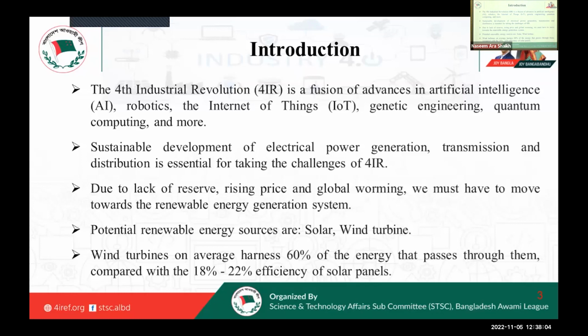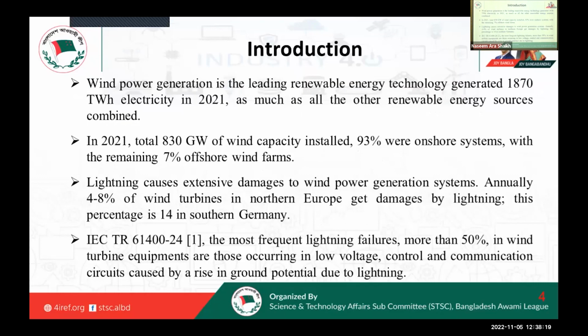Potential renewable energy sources are solar and wind turbines. Wind turbines on average harness 60% of the energy that passes through them, compared with only 18 to 22% efficiency of the solar panels. So wind power generation is the leading renewable energy technology, generating 1870 terawatt hours of electricity in 2021, as much as all the other renewable energy sources generated combined.